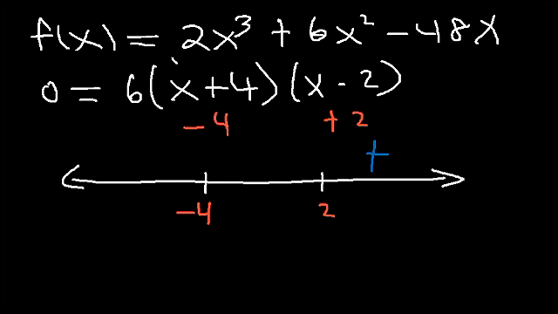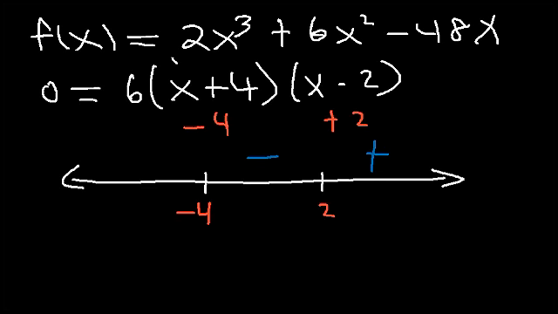Now let's pick a number between negative 4 and 2. Let's use 0. So 0 minus 2 is negative, and 0 plus 4 is positive. A positive times a negative is equal to a negative number. So if you pick any number between negative 4 and 2, it's going to be negative.